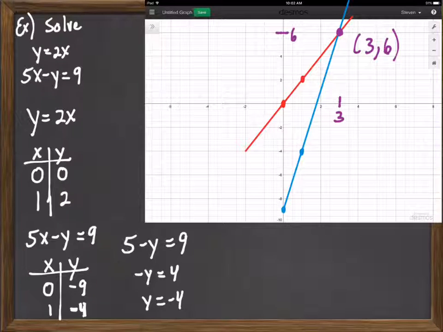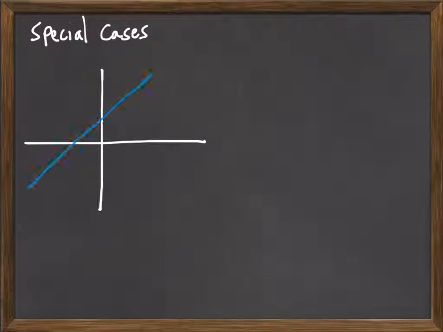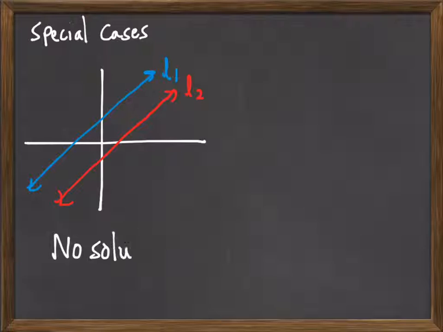So there are two special cases that we sometimes encounter other than the lines crossing at a single point. One is that you could have your two lines be parallel lines. Now we know parallel lines never cross each other. So since these lines never cross, a system consisting of parallel lines would have no solution.